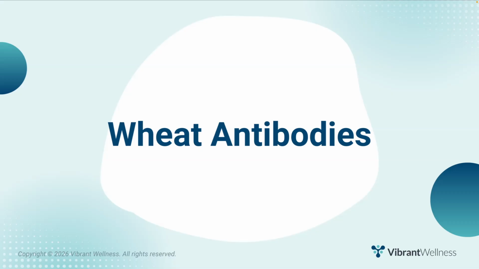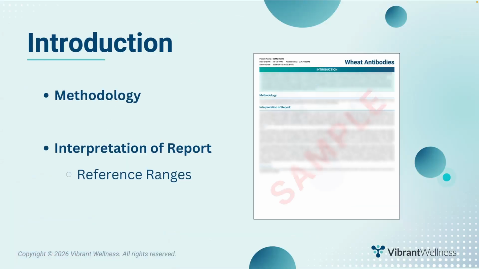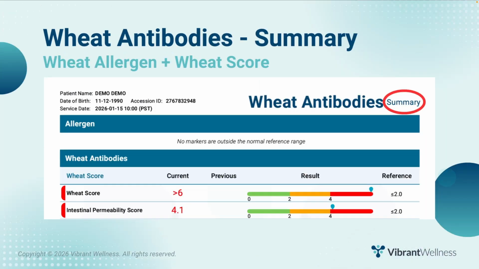After the food sensitivity panel come the food antibody panels, starting with wheat antibodies. The first page of the wheat antibodies panel is the introduction page. Again, I highly recommend reading this page if you want to learn about the methodologies used or how reference ranges were established. After the introduction comes the summary.